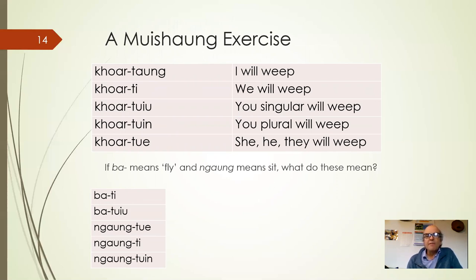But here we have: kwa taung, I will weep. Kwa ti, we will weep. Kwa tu, you singular will weep. Kwa tun, you plural will weep. Kwa tu, he, she, or they will weep. So if I say that ba means to fly, what does ba ti mean?